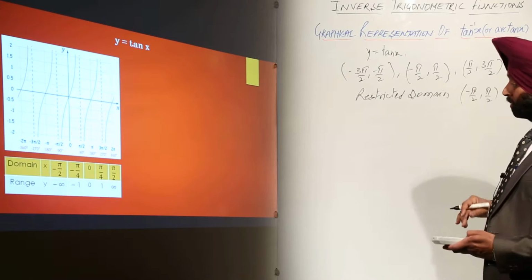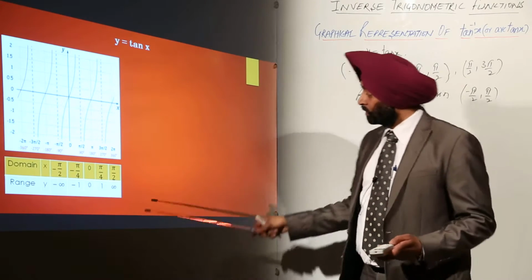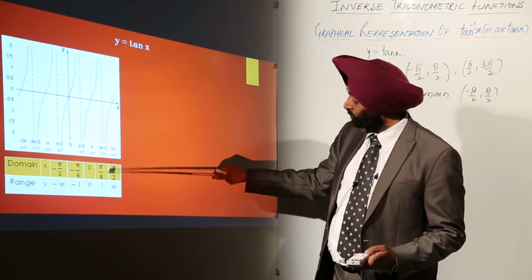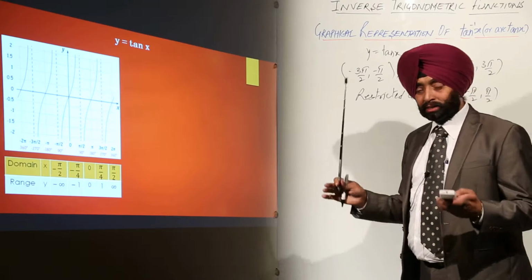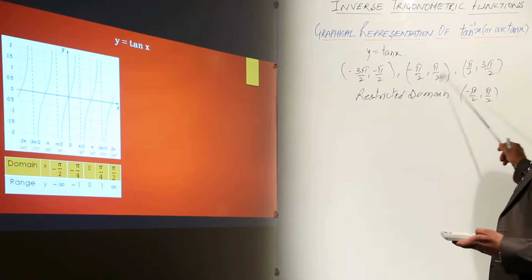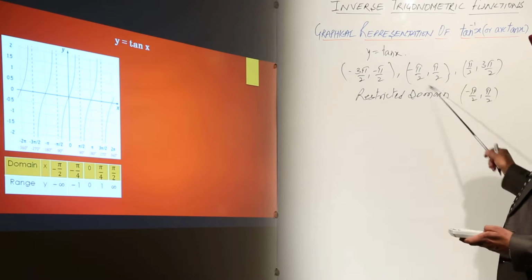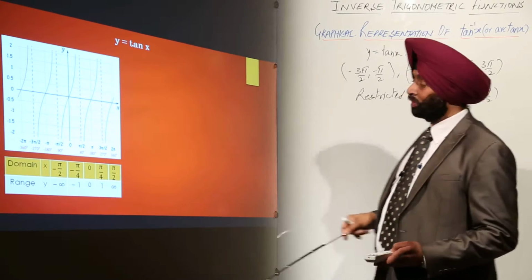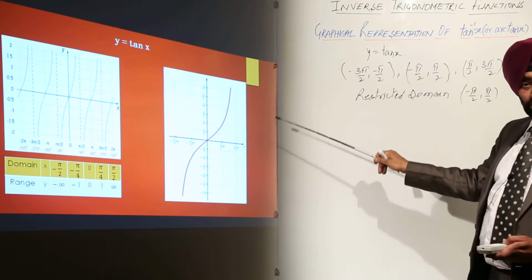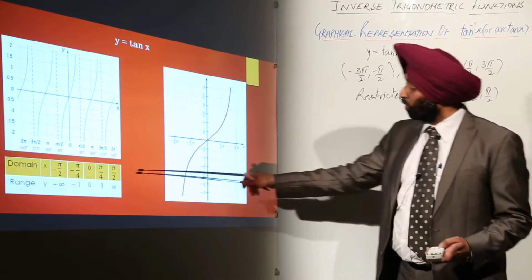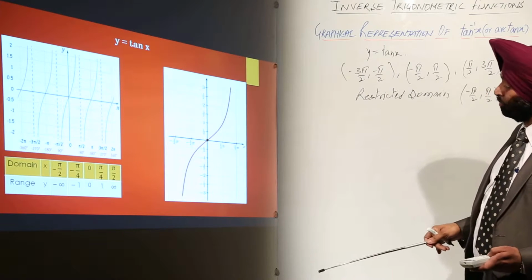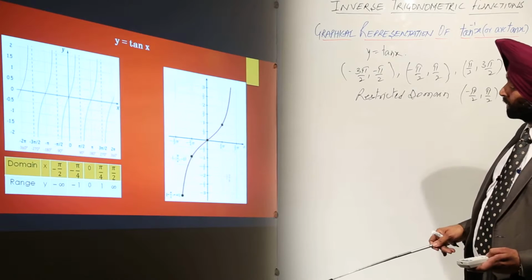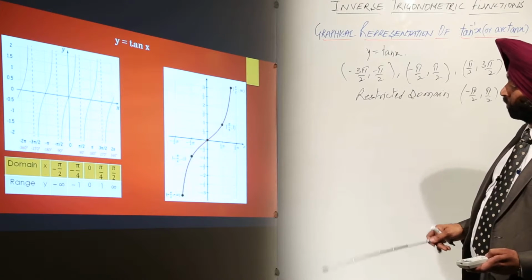Now let's see the table. In the table we have the values starting from minus pi by 2, minus pi by 4, 0, pi by 4 and pi by 2. So now let's cut any of the intervals, this one, this one, this one, but we have taken this part. So let's cut this portion from the graph. Now here is the cut portion of the graph, and let's plot these points, and we get a very nice graph for this part.